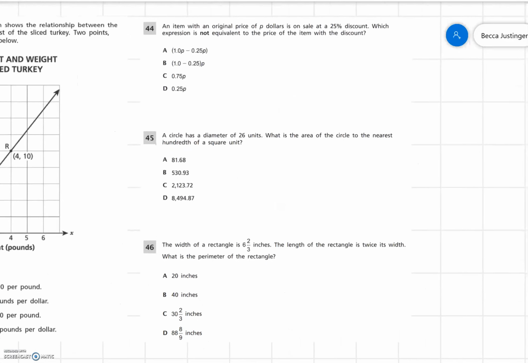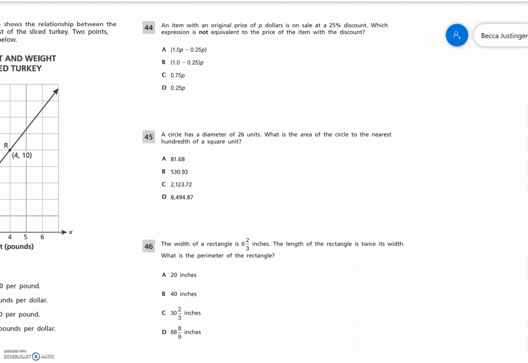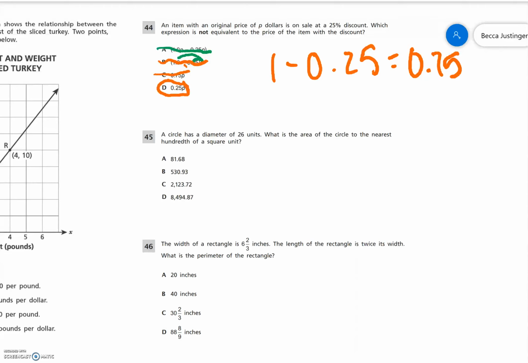44. An item with the original price of P dollars is on sale at a 25% discount. What expression is not equivalent to the price of the item with a discount? Well, 1P minus 0.25P, that is correct. We're subtracting. Here, if we were to distribute the P in, that would give you the same as A. So that one works as well. 1 minus 0.25 is 0.75. So that would show the discount as well. So D is our answer. That would only show us 25% of the original price. That would be the discount, not what the price of the item is after the discount.